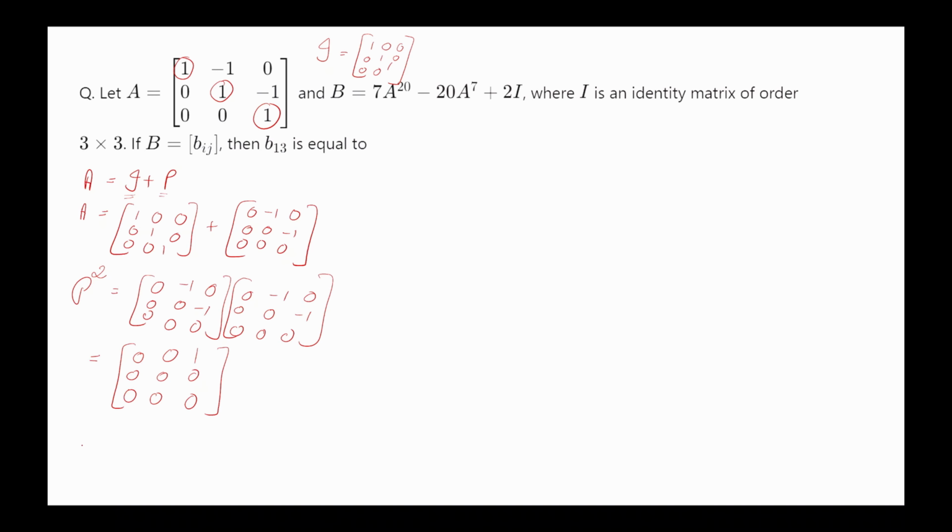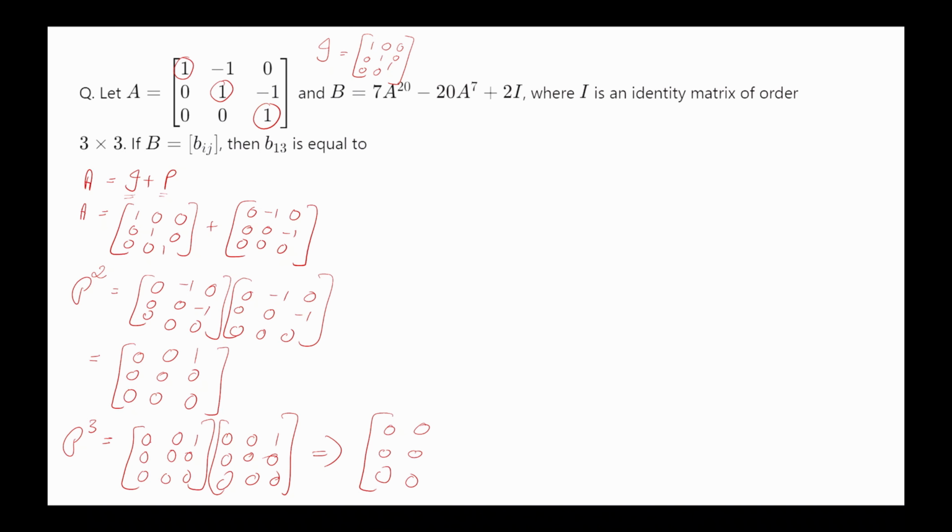Now let me try and find out my P cube. My P cube would be 0, 0, 1, 0, 0, 0, 0, 0, 0 into 0, 0, 0, 1, 0, 0, 0, 0, 0. What would I get my P cube to be? All these values would be 0 here, here also we would have 0, and here, since there is a 1, let me multiply this. This would become this into this, and again we would have a 0 here as well. So I've found out my P cube is nothing but a null matrix.